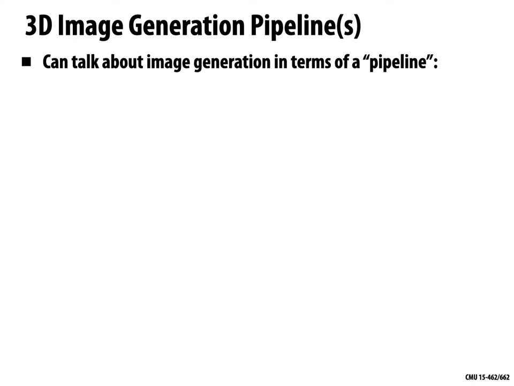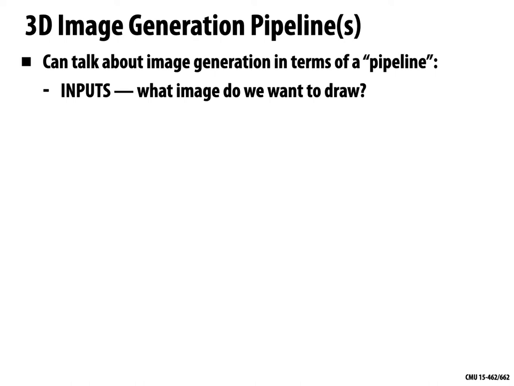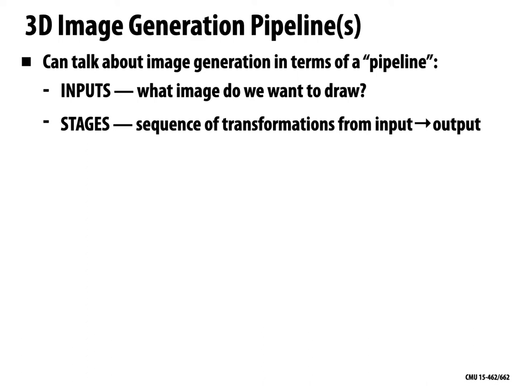To do this, we need to understand a few things. We need to understand, for instance, what are the inputs to the pipeline? What image do we want to draw? Right? What kind of data describes the three-dimensional scene that we're interested in? We need to choose a decomposition of our computation into a series of stages. We need to think about how can we transform the original input into some intermediate output that becomes the input to another stage, which becomes the intermediate output for another stage, and so on, until we get as output the final image, maybe the final array of pixel values that gives us the picture of our scene.